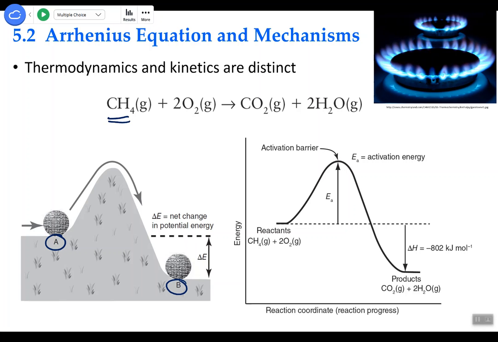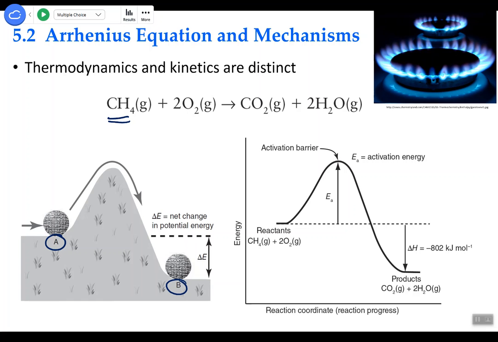Let's look at this example with the combustion of methane. We know that this reaction is exothermic. It gives off heat. We also know, because we've talked about it so much, that it is thermodynamically favorable. Enthalpy tells us it's exothermic. Delta G tells us that it's exergonic, but it's favorable.